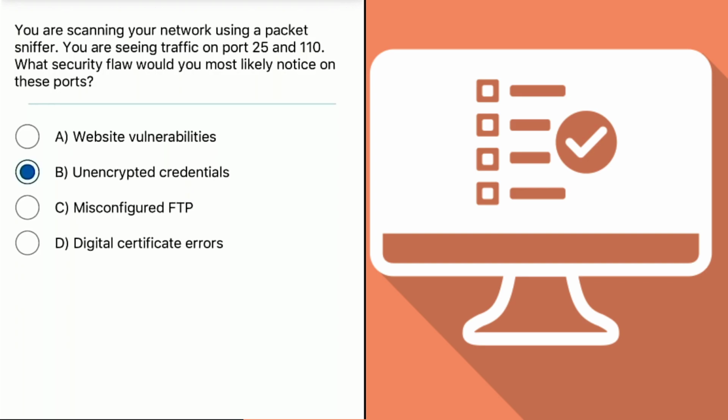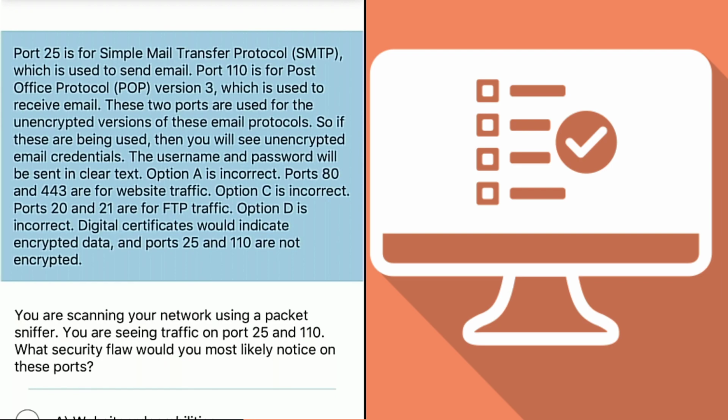Alright, if you choose B, you're correct. Port 25 for Simple Mail Transfer Protocol, SMTP, which is used to send email. Port 110 is Post Office Protocol version 3, which is used to receive email. These two ports are used for the encrypted version of this email protocol. So if these are being used, then you will see an encrypted email credential. The username and password will be sent in clear text.